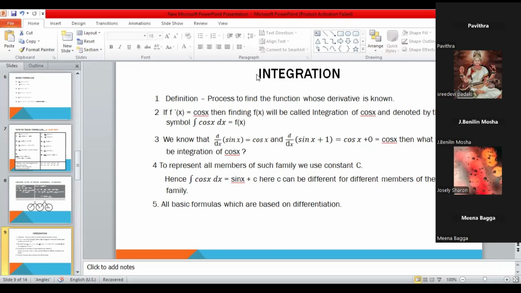Now come to the integration. As I told you, please explain the basic concept first. So definition is the process to find out the function whose derivative is known. Simple एक line का definition, we have to explain what is integration. It is the method to find out the function whose derivative is given or derivative is known.